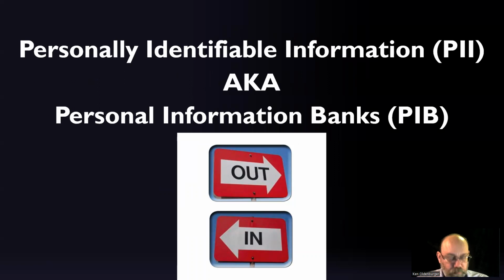All right. PII and PIBs. In BC, we call them personal information banks because that's in the FOI legislation. Out or in? Out or in? I have to admit, I'm leaning towards keeping these in the classification system.